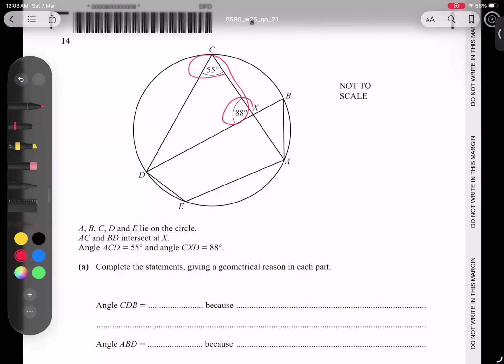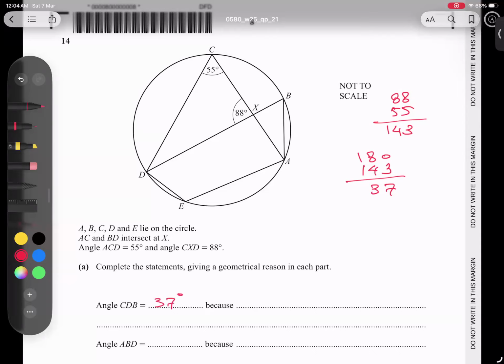So basically, he talks about this triangle. Two angles we have. How to find the third angle? Just add them. 88 plus 55: 8 plus 5 is 13, 1 carry, so 143. And from 180 subtract 143. I got 37. So we can write it as 37 degrees.